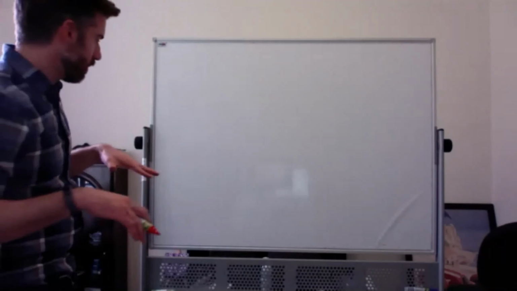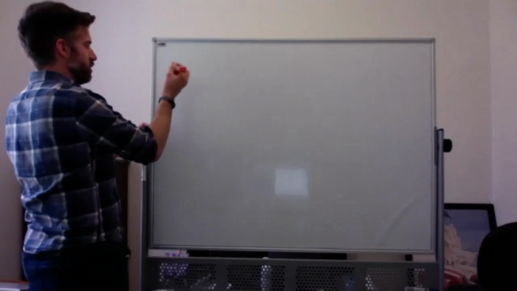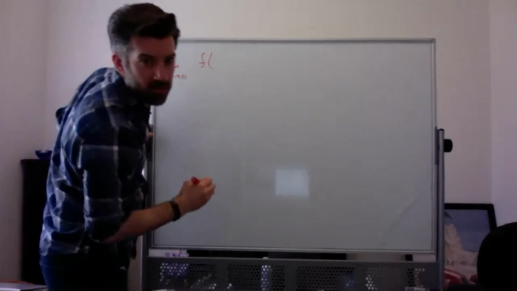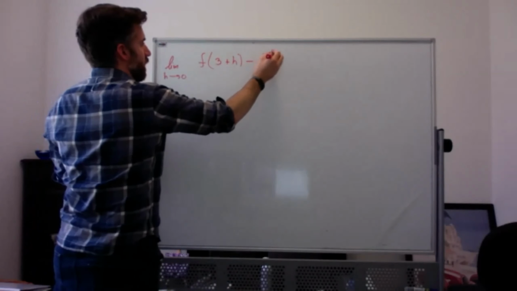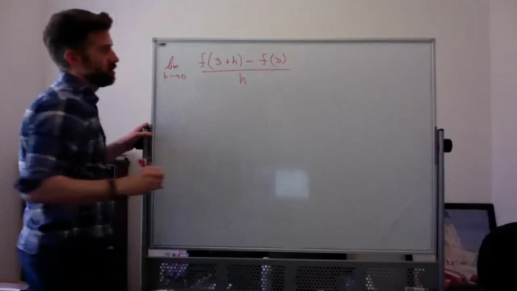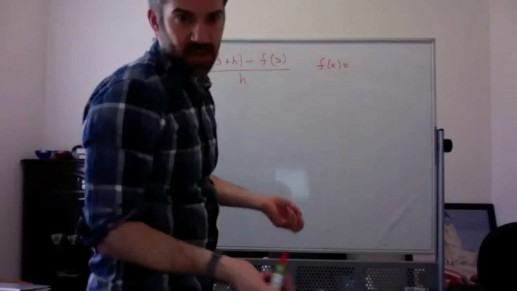So this problem, to me, looks like we're trying to evaluate this limit. The limit as h goes to 0 of f of 3 plus h minus f of 3, all over h, where the function is... Do I want to use the same function? Not really. I'm going to make a particular function.